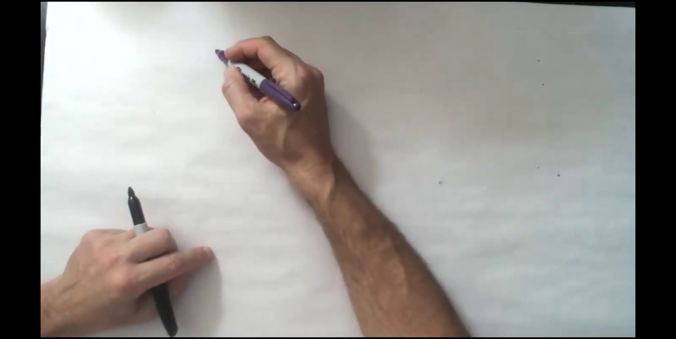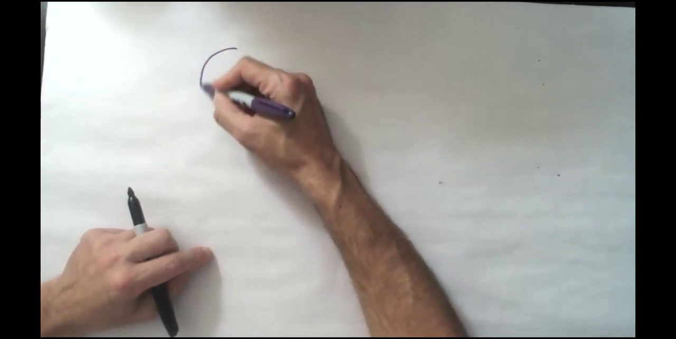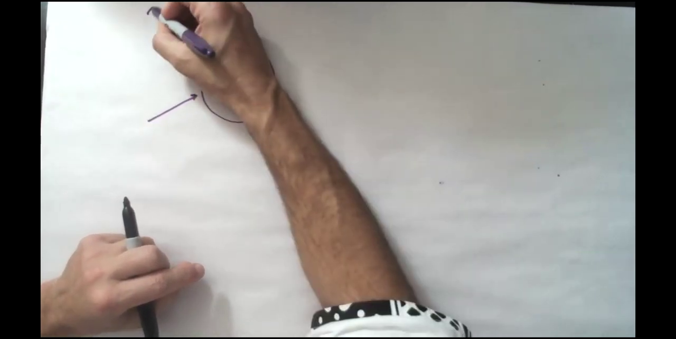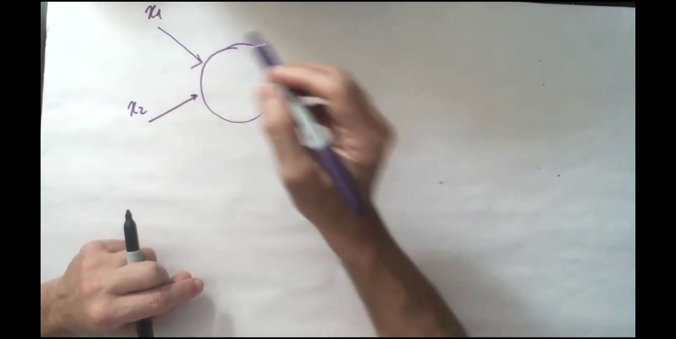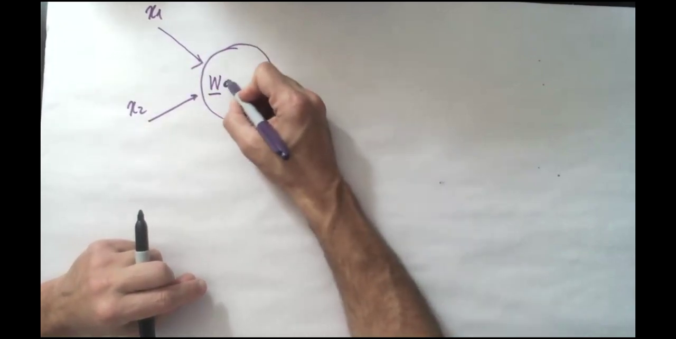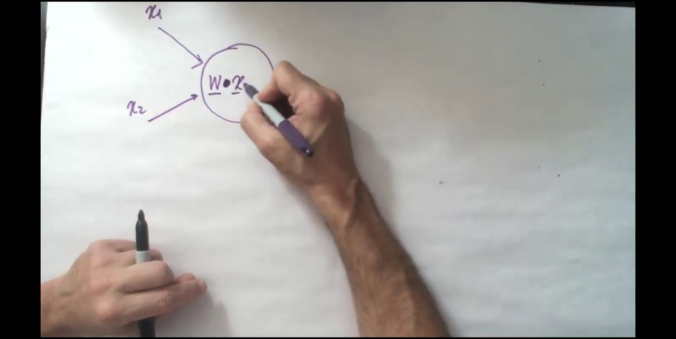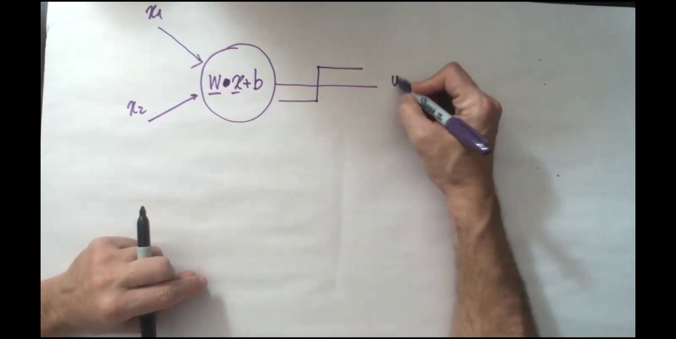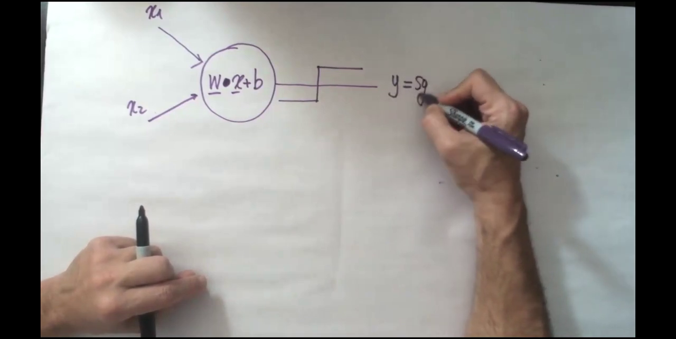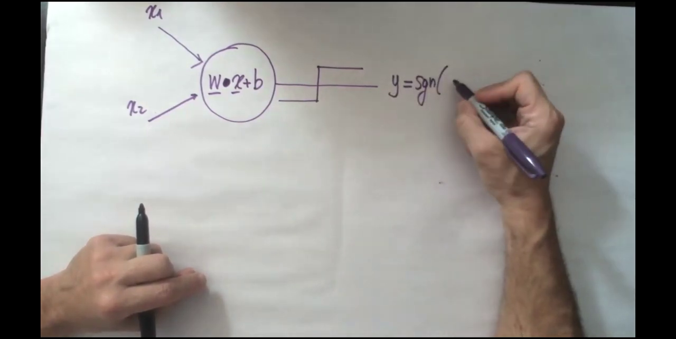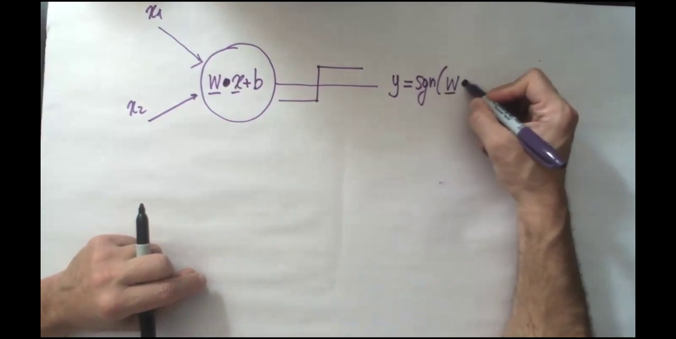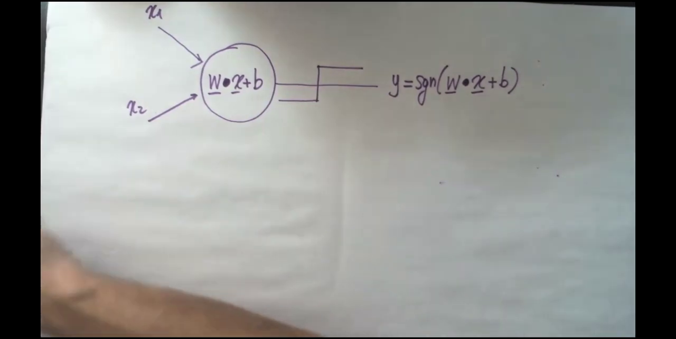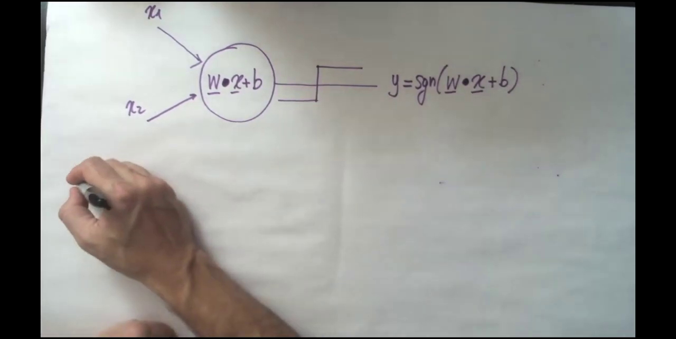Draw again our perceptron with two inputs, x1 and x2. Inside here, we do w dot x plus b. Then here we have the output through the activation function, w dot x plus b. And we want to model the OR gate.